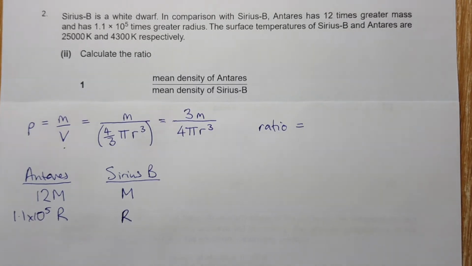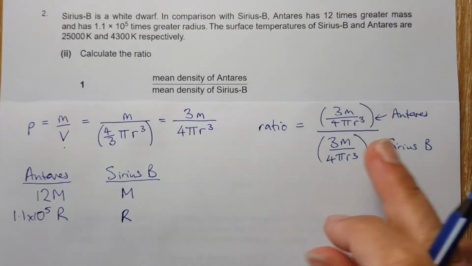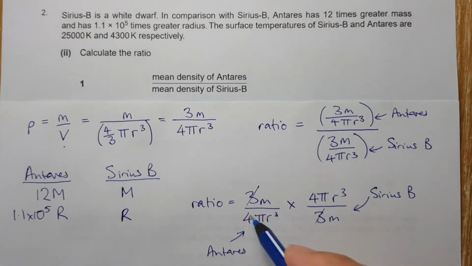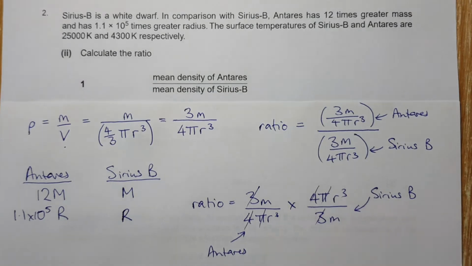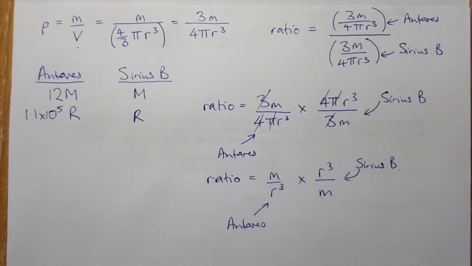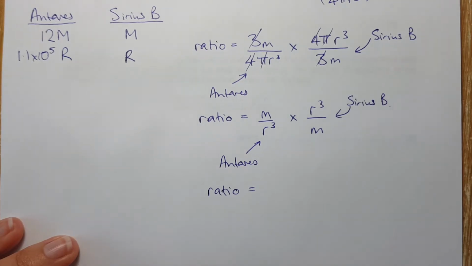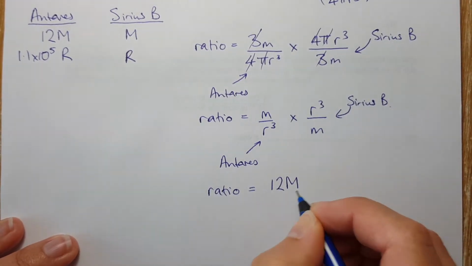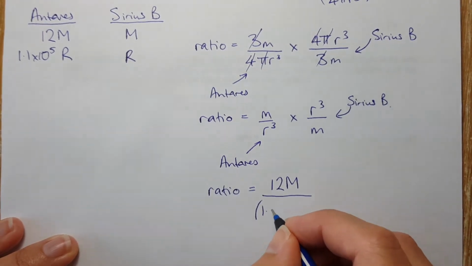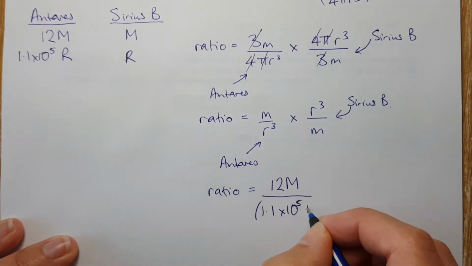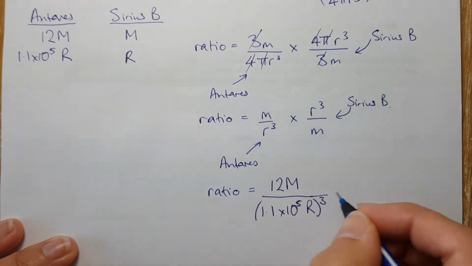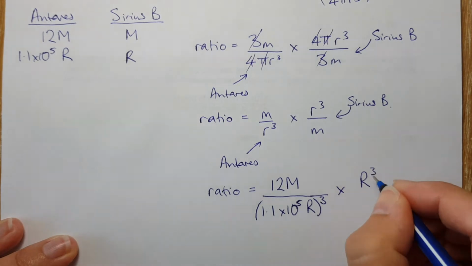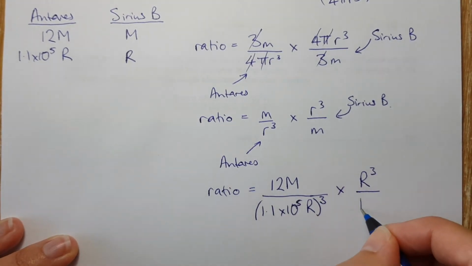We're now ready to write the ratio. Again, I'm going to sort out my dividing by a fraction and then cancelling everything we can cancel. Now it's time to substitute our values. So we've got M for Antares is 12 capital M. R for Antares is that. Don't forget to cube. Then Sirius B, R is just that, and M is just that.